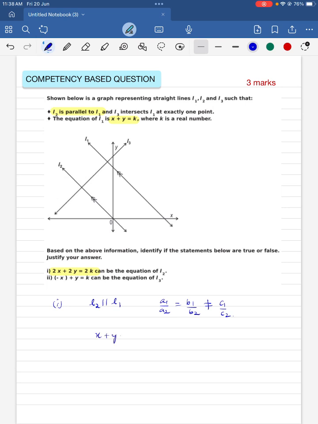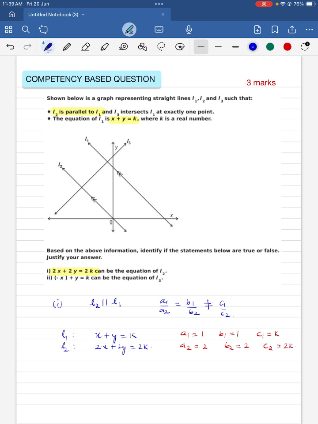Now x plus y equal to k is the equation of L1 and L2 they're saying could be 2x plus 2y equal to 2k. We will check and decide if this can be the equation of L2. From the given equations, A1 is equal to 1, the coefficient of the x term. B1 is equal to 1 as well, the coefficient of the y term. And C1 is the constant term. A2 on the other hand from this equation is 2, B2 is equal to 2 and C2 is equal to 2k.